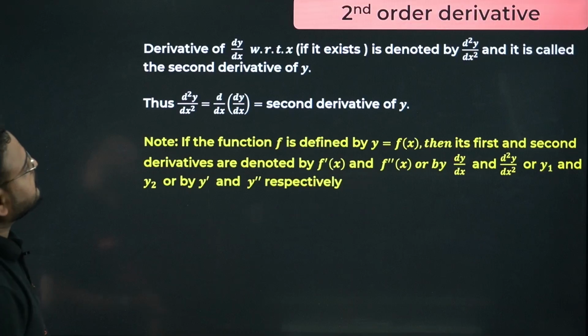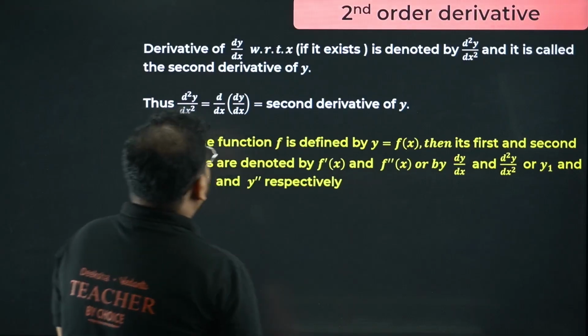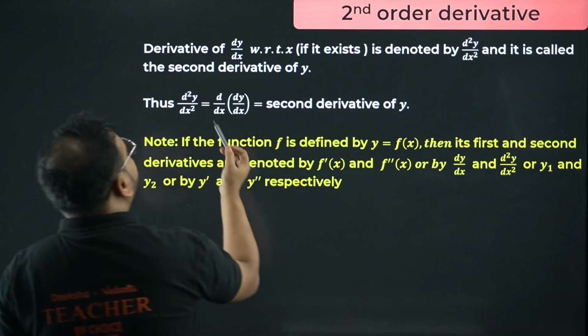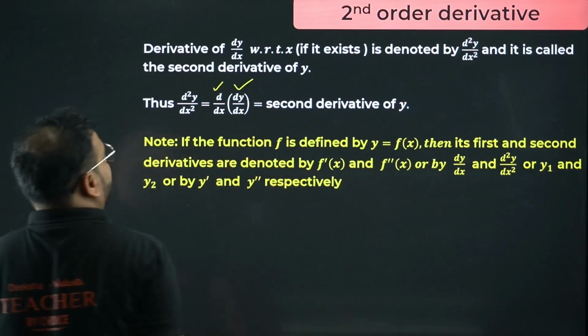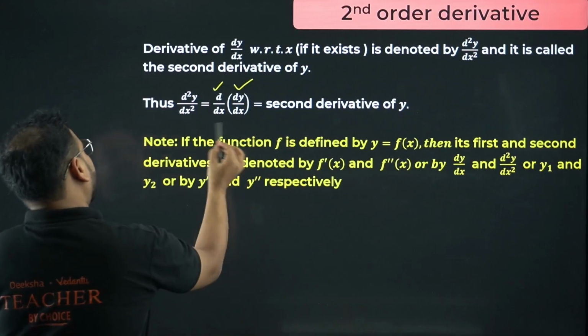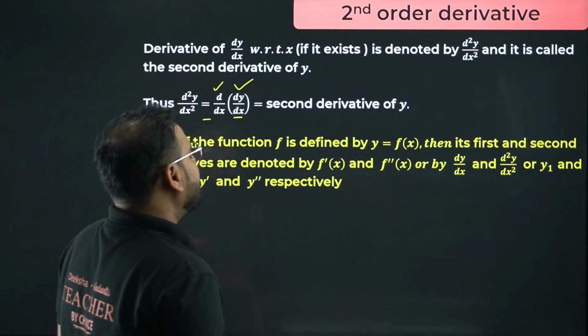Done. Next we have the second order derivative. Please check, questions can be asked on this. What is the second order derivative? The derivative of the first derivative is called the second derivative. We have some notations over here.